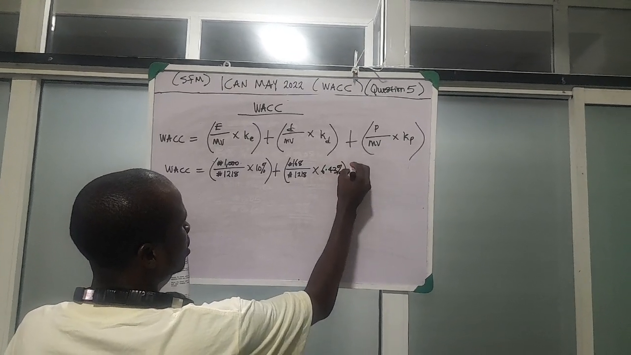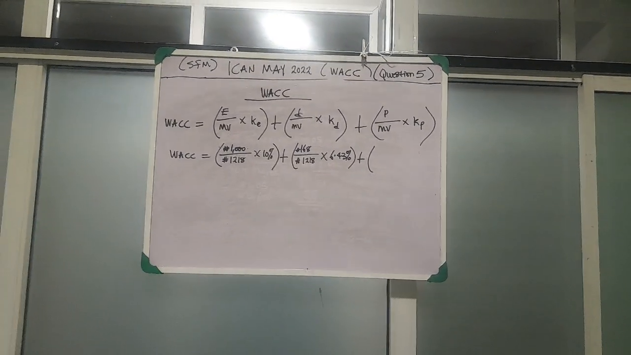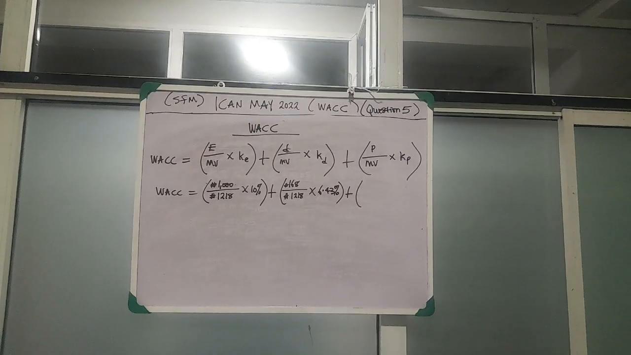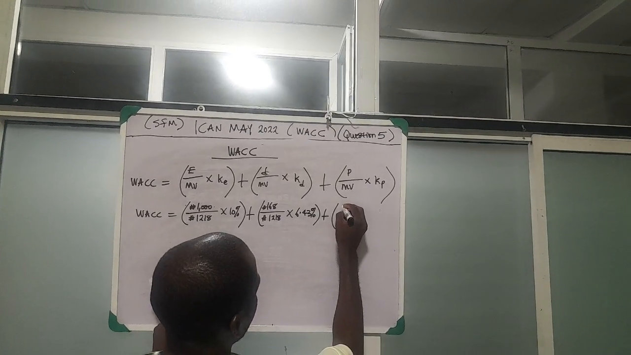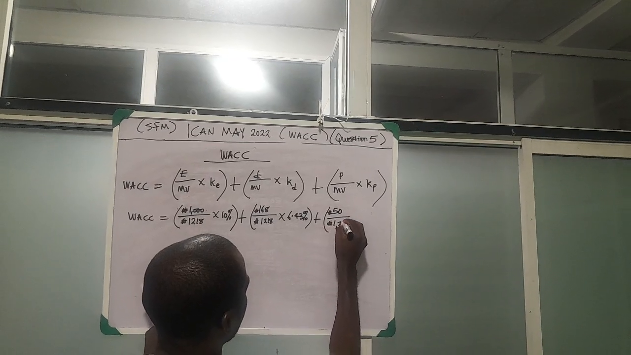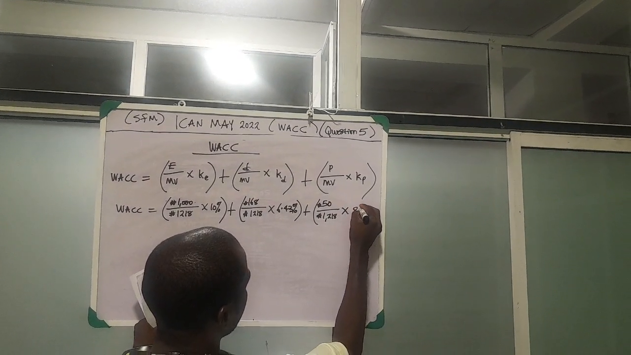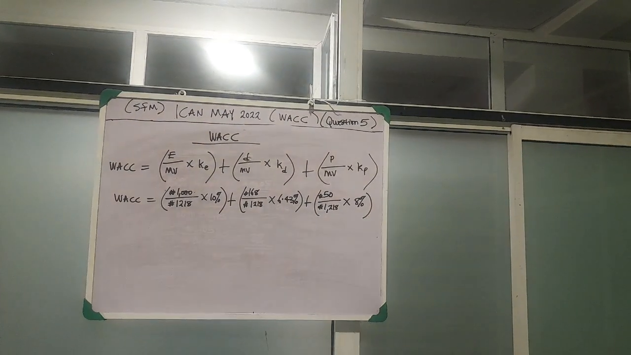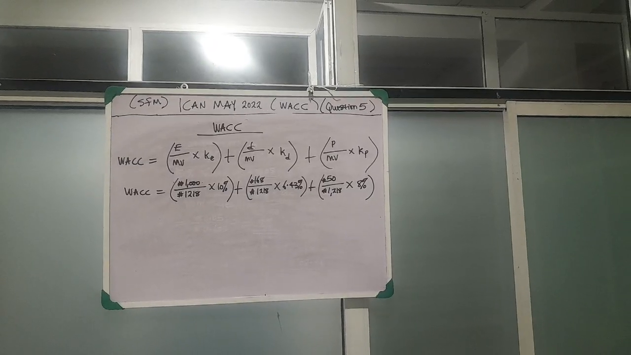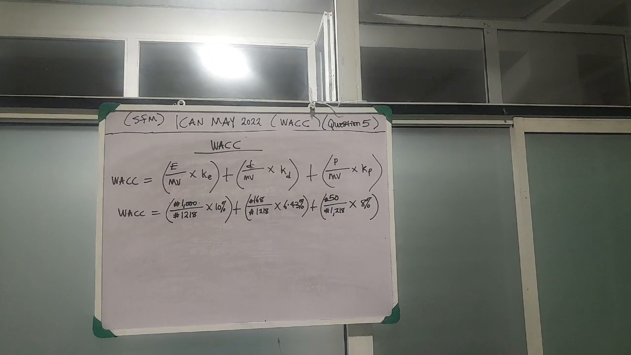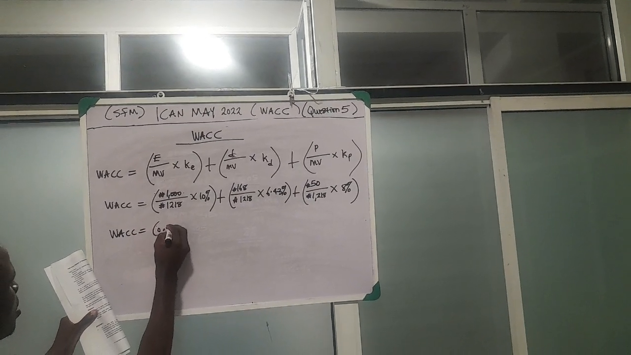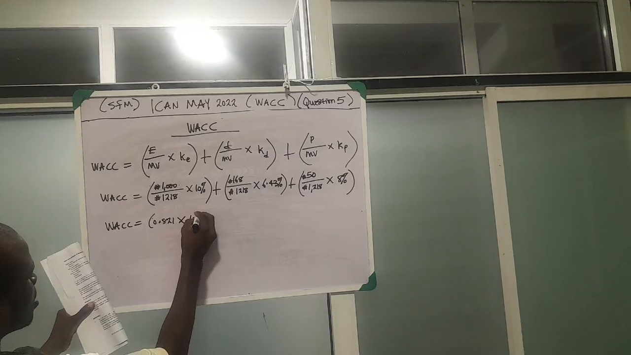Plus preference shares. Our preference shares are 50 divided by 1218, times the cost of preference shares, which is 8% based on our computation. We need to break them down one after the other. 1,000 divided by 1218 gives us 0.821. So WACC is 0.821 times 10%.